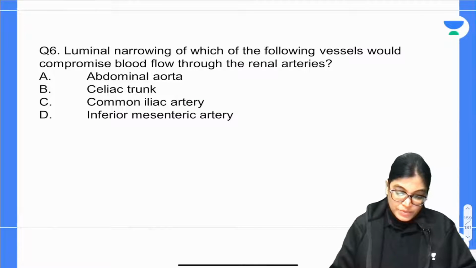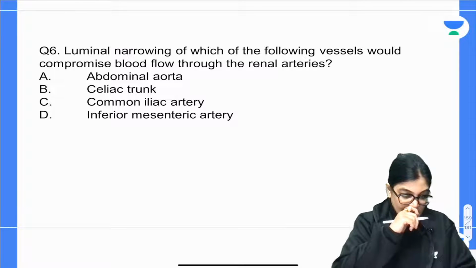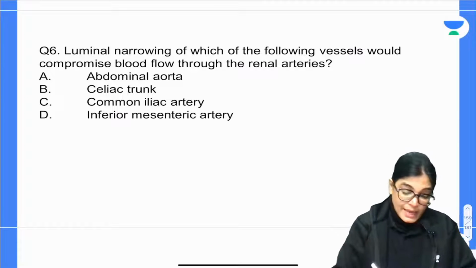Okay, so inferior mesenteric artery. What about others? I got an answer from Amitav as A. The correct answer is A.